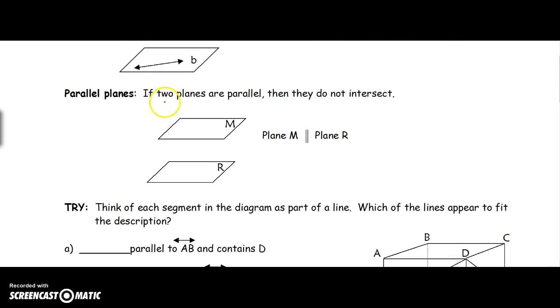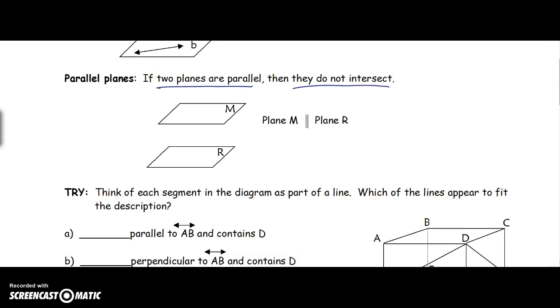Parallel planes: if two planes are parallel, then they do not intersect. Think about your floor and your ceiling. Those two, the floor and the ceiling, will never ever intersect. They will always be parallel.